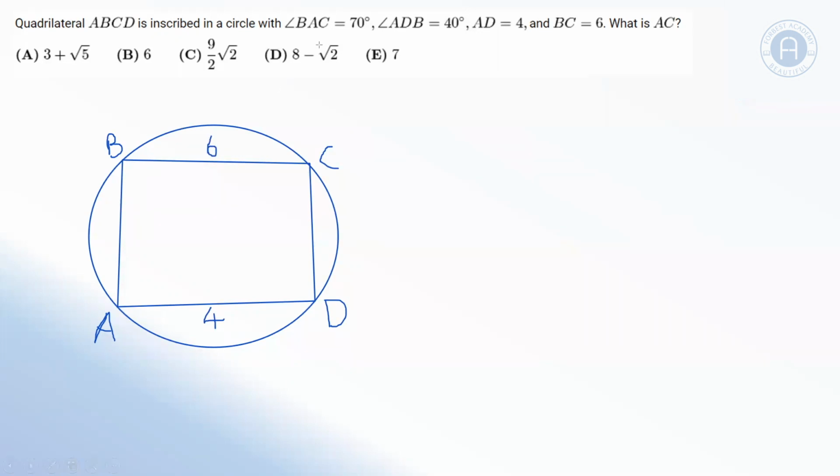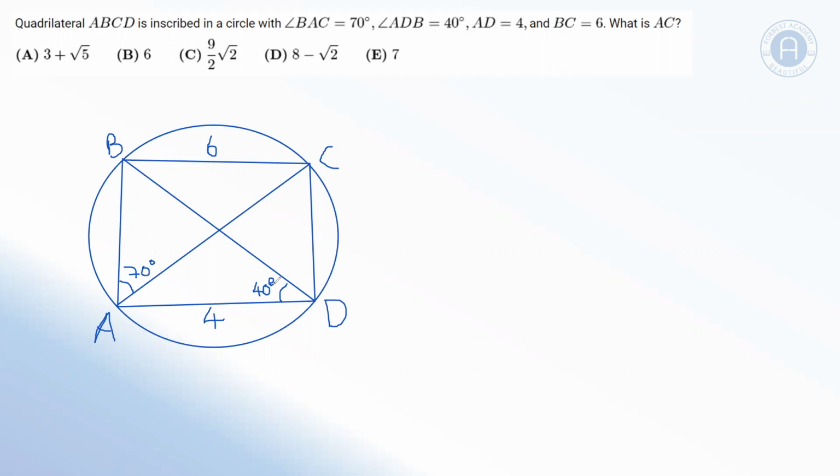We've been told that BAC is equal to 70, so that's from B to A to C, so that's drawing in a diagonal, and this angle here is 70 degrees. And we've also been told that ADB is equal to 40, so that is our other diagonal. That angle there is equal to 40 degrees. So we can tell straight away that this isn't an accurate drawing from us, but that is not something that should bother us right now.